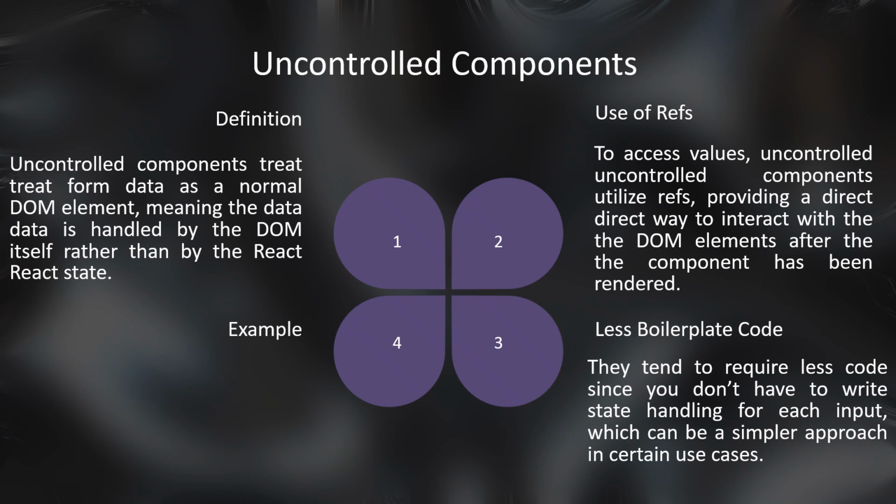Uncontrolled components definition. Uncontrolled components treat form data as a normal Document Object Model element, meaning the data is handled by the DOM itself rather than by the React state. Use of refs: to access values, uncontrolled components utilize refs, providing a direct way to interact with the Document Object Model elements after the component has been rendered. Less boilerplate code: they tend to require less code since you don't have to write state handling for each input, which can be a simpler approach in certain use cases.